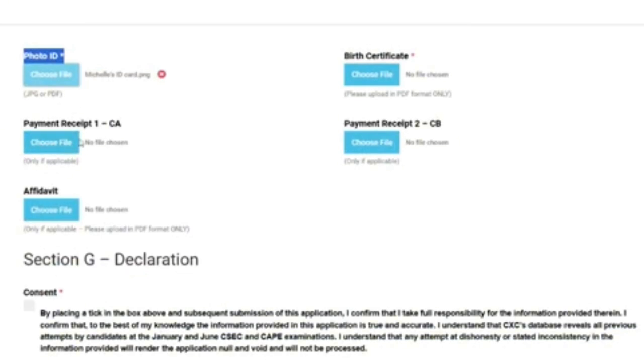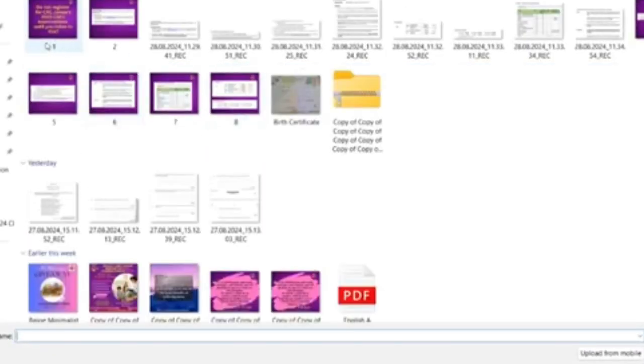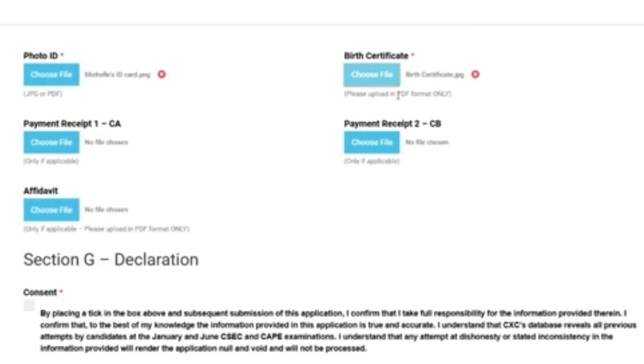For persons who have to pay, make sure you put the correct receipt in the correct place. So for those who have to pay, put the CA receipt uploaded here, the CB receipt uploaded here. For those who don't have to pay, you don't have to upload anything in the payment receipt areas. For birth certificate, everyone will have to do that. So then you proceed, where's my birth certificate? And upload your birth certificate right here. Now some persons who marry and so on, you will have to upload your affidavits here.